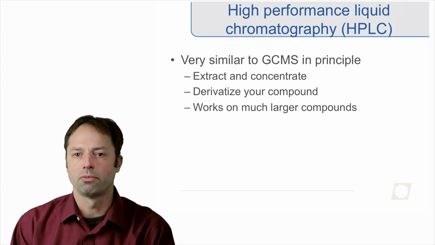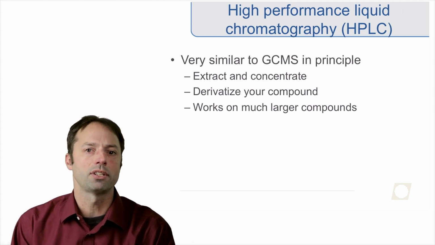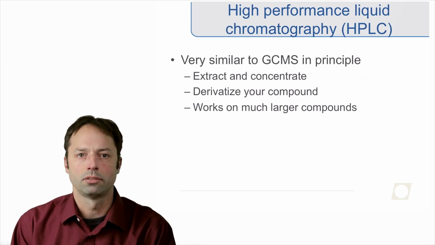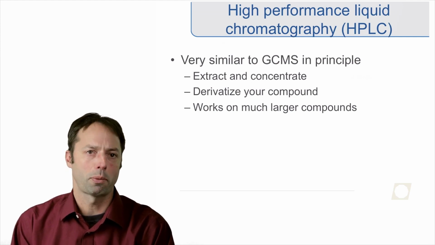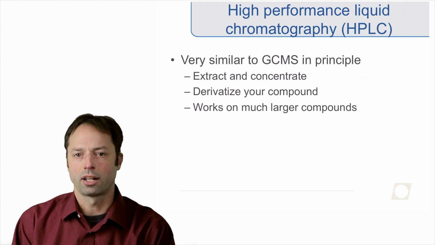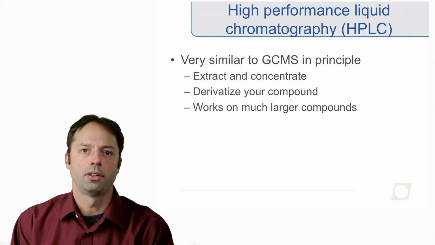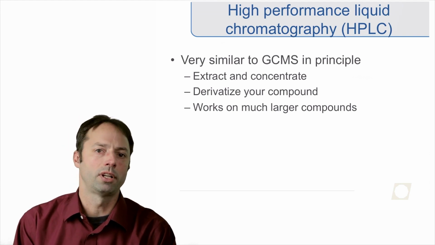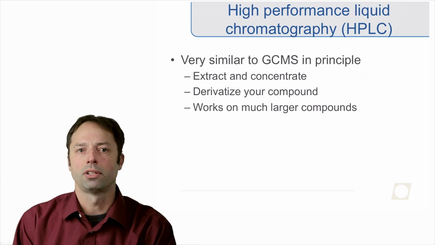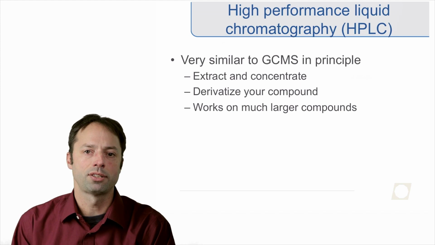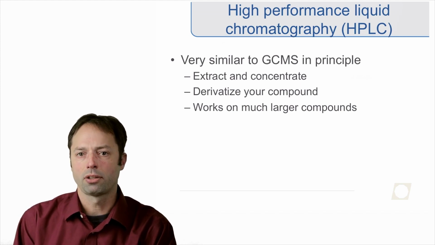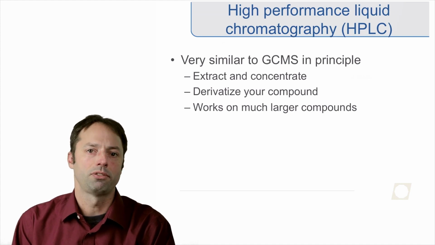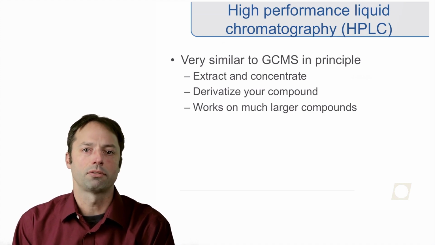There's frequently some very time-intensive sample preparation. Again, you have to extract and concentrate your sample, and then you're derivatizing it into a compound that is going to allow it to be separated in the instrument. And as I said, it works on much larger compounds. So if you've got some of the larger pollutants or contaminants in an ecosystem, you would look at an HPLC procedure rather than gas chromatography.